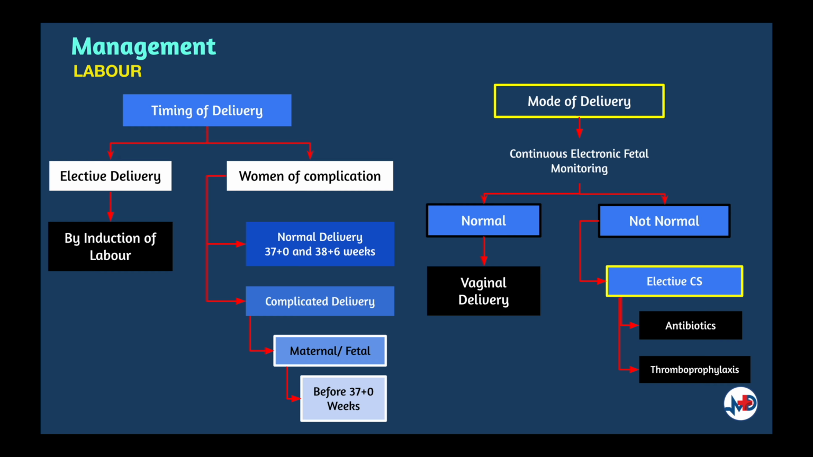In terms of mode of delivery, vaginal delivery is preferred unless contraindicated. Continuous electronic fetal monitoring is advised in labor, and consider elective C-section with antibiotics and thromboprophylaxis if macrosomia is detected. Intrapartum glucose monitoring is done closely, and if targets are not achieved, glucose infusion is initiated.